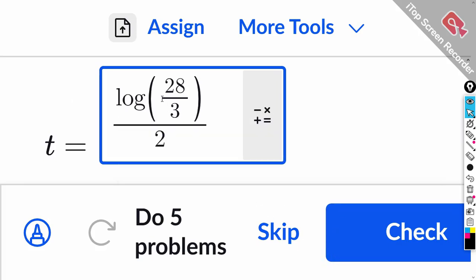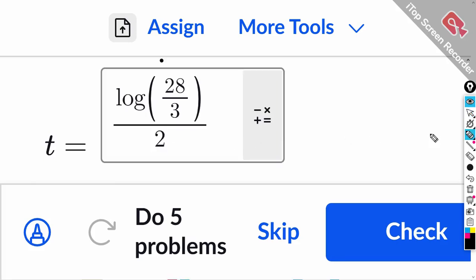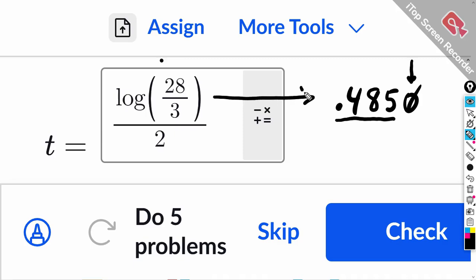All right, so you want to do the log of 28/3, hit equals, and then divide it by 2, hit equals, and I get 0.485. Okay, after the 5, there was a 0, and if the number after the third decimal is less than 5, of course, you round it down. So we are just left with 0.485. So this answer, this mess right here translates to approximately 0.485.